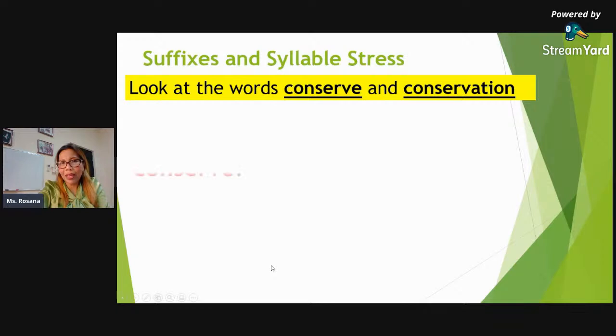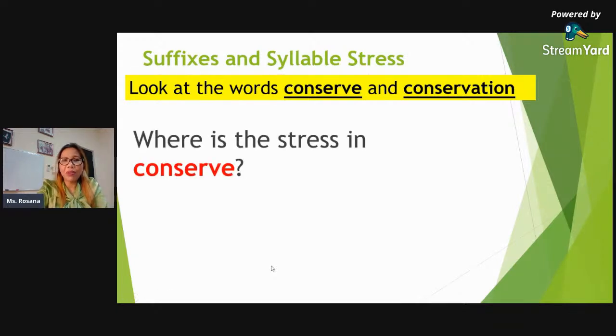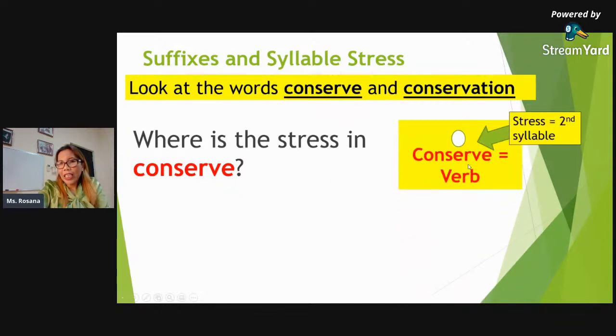Okay, so again, look at the words conserve and conservation. Where is the stress in conserve? If I say conserve, is it in the first syllable or is it in the second syllable? It is in the second syllable because conserve is a verb. The stress is in the second syllable, conserve. We don't say conserve. No, we say conserve. Okay, and when we say stress, we give more emphasis to certain syllable in the words, or we pronounce it louder, or we give it a higher pitch than the other syllables in the words.